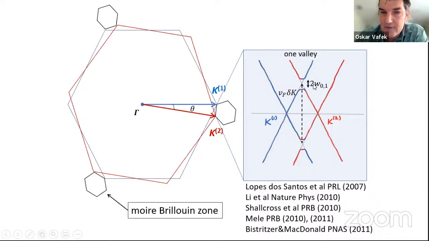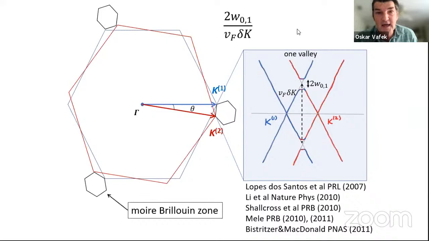And so now you can imagine that, holding the angle fixed so that the energy scale Vf delta K is fixed, so the energy scale associated with the crossing is fixed, you start increasing the interlayer tunneling. These levels are going to push against each other more and more. They will repel more, and eventually you're going to start flattening out the band that's left over. And so you can imagine that there is some special condition when the ratio between 2W0 or W1 divided by Vf delta K is of order 1, in which case the band could get very flat. So that's the basic intuition.